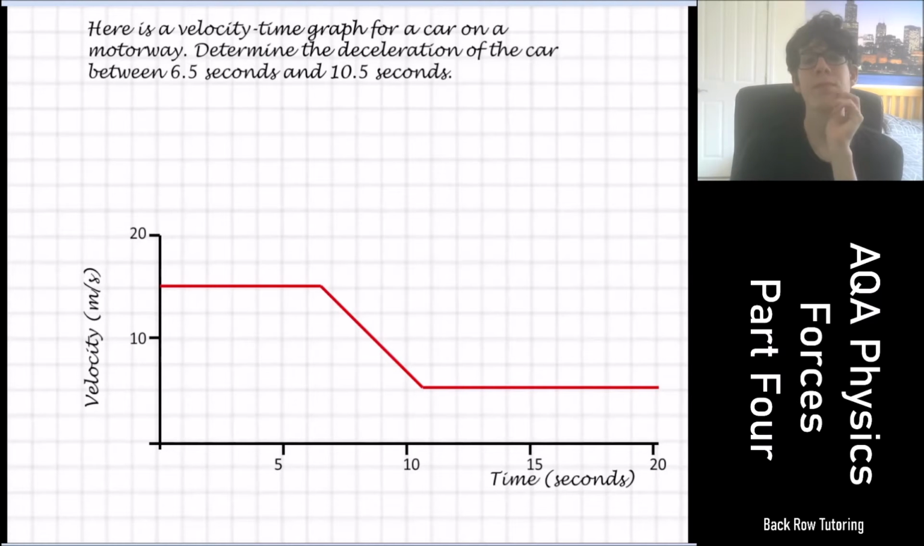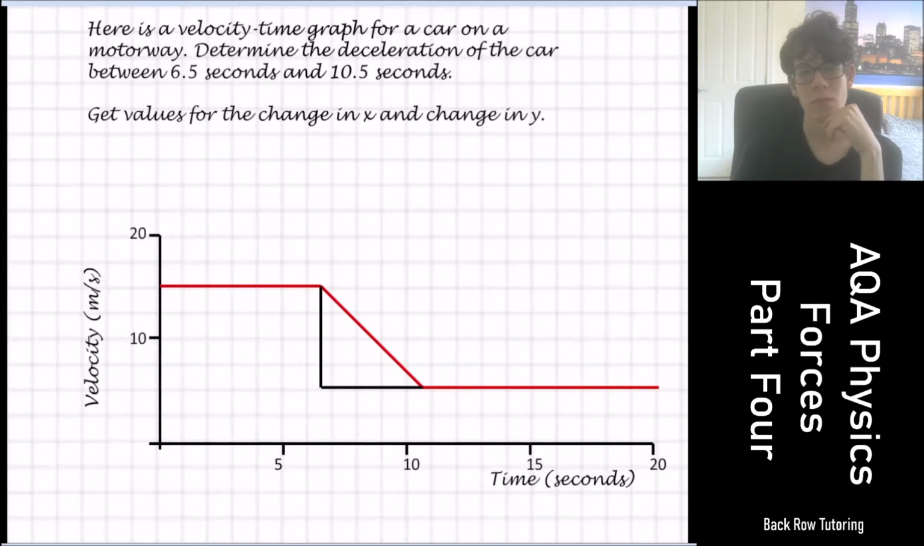Here is a velocity time graph for a car on a motorway. Determine the deceleration of the car between 6.5 seconds and 10.5 seconds. Get values for the change in x and change in y. The change in y is 15 take away 5, which is 10, and the change in x is 10.5 take away 6.5, which is 4.